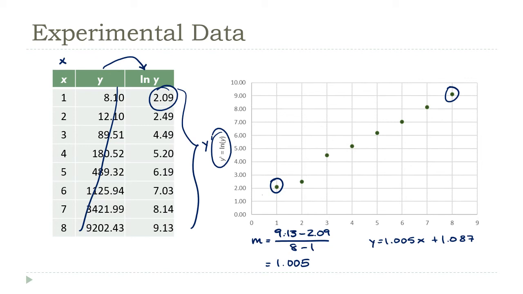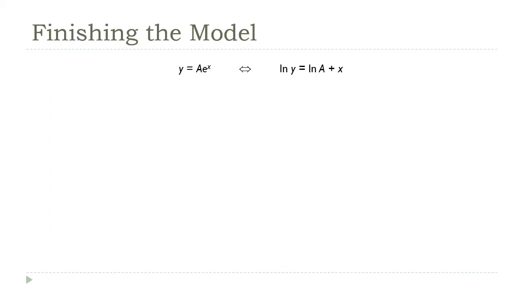I wanted to know what a was, the parameter. All right, well, let's see how we can find that. Right? This log of a here, that is the y-intercept of my linear equation. And I know what that y-intercept was. It was 1.087. So in other words, the log of a equals 1.087. And that's an equation I can solve.